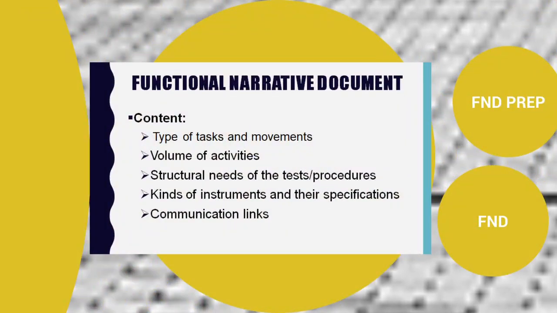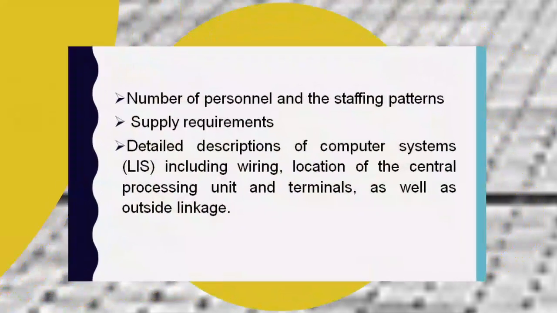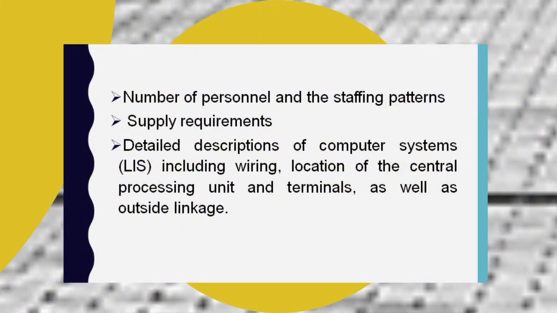So the functional narrative document or FND contains the following information: the type of task and movements in the laboratory, the volume of the activities, structural needs of the test or procedures, kinds of instruments and their specifications, the communication links, the number of personnel and the staffing patterns, the supply requirements, and the detailed descriptions of the computer system or the LIS, the laboratory information system, including the wiring, the location of the central processing unit and terminals, as well as the outside linkage.